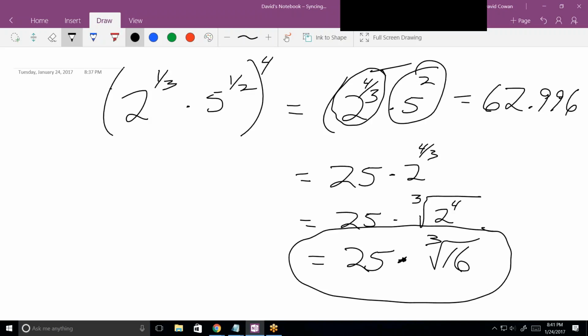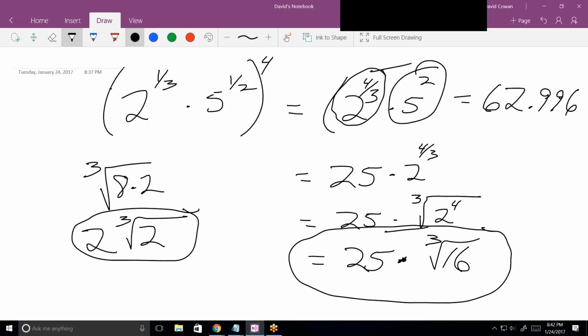Depending on your teacher, I don't know how far she wants you to simplify it. This is simplified, but even that can be simplified a little bit. Let's talk about that. Cube root of 16. Well, 16 can be written as 8 times 2, and the cube root of 8 is a whole number, so this becomes 2 cube root of 2.